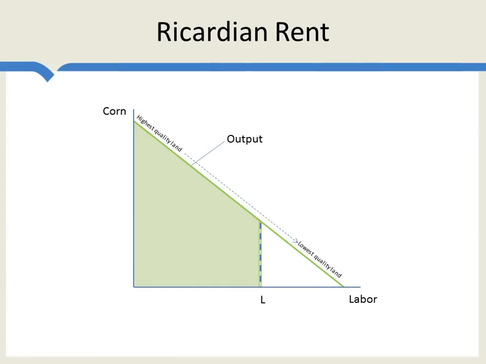Now here's the key to the model. The wage of all the laborers is going to be determined by the output of the marginal labor. The wage is going to be determined by the amount of output produced by the laborer who is working on the lowest quality land. Now why is this? Well, this is true because labor is a uniform good. It's the same quality everywhere, and because of competition.